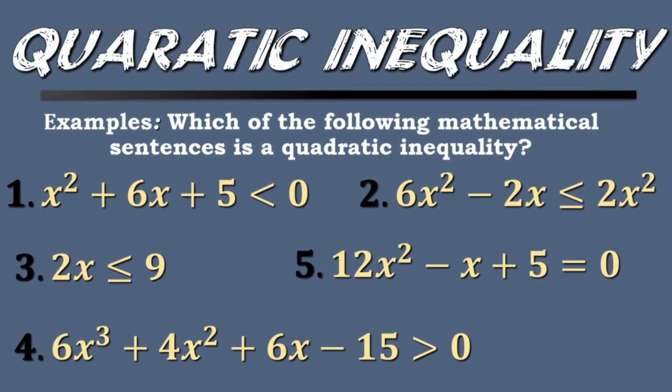Which of the following mathematical sentences is a quadratic inequality? So obviously 1 and 2 lang ang quadratic inequality because of the inequality symbol. Number 2 is linear. Number 3 is linear. Number 5 is an equation. And 4 has a degree of 3, although inequality form, but degree of 3. So not quadratic inequality. Kaya in this example, ang atin lamang quadratic inequality ay 1 and 2.